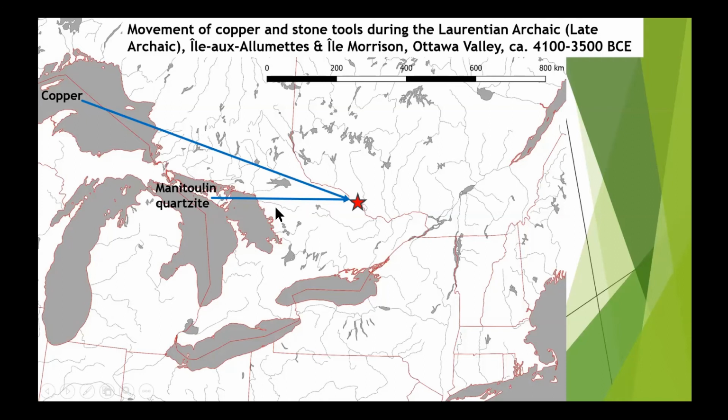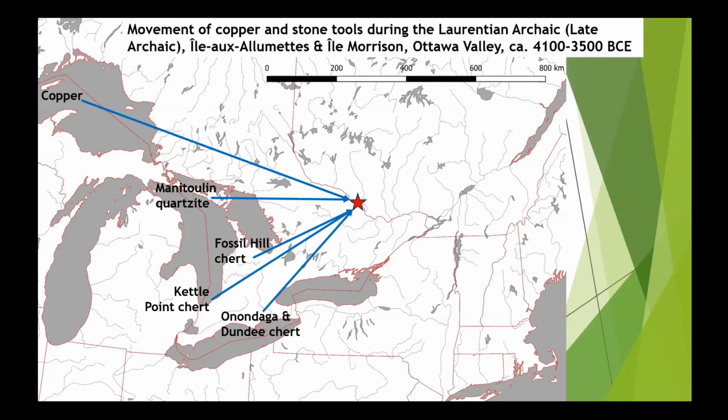portage routes. Then there's a series of cherts from Southern Ontario that many of you, I'm sure, are familiar with. There's Fossil Hill, there's Kettle Point, not much, but it's there. There's the cherts like the Onondaga and the Dundee from further south in Ontario. And these are showing up at the site in basically finished point form. They're points that are finished. We find very little debitage, so they're arriving already in their finished form, retouched a bit, used, and then abandoned.